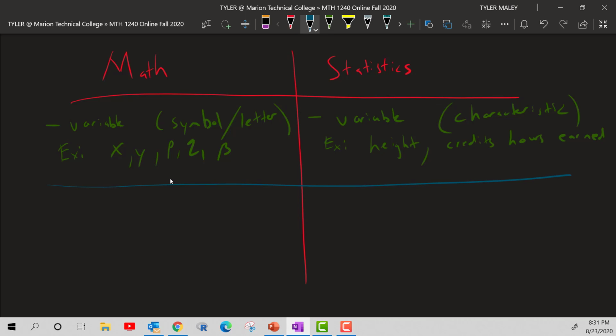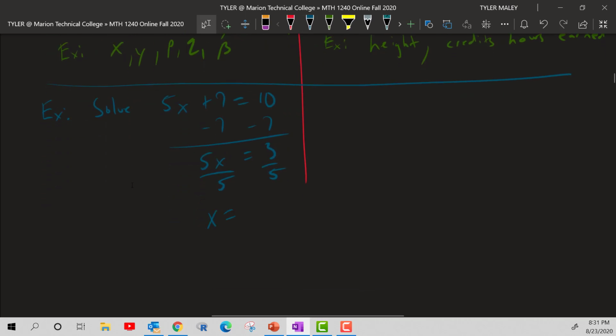So some other differences is that in mathematics, if I give you an example and I tell you to solve 5x plus 7 equals 10, then you're going to subtract 7 from both sides and you get 5x equals 3. And then now we would divide both sides by 5, and we come up with x equals 3/5, right? So granted that you're solving this correctly, 100% of the time this is going to be the correct answer. So we're 100% certain that this is the answer, right?